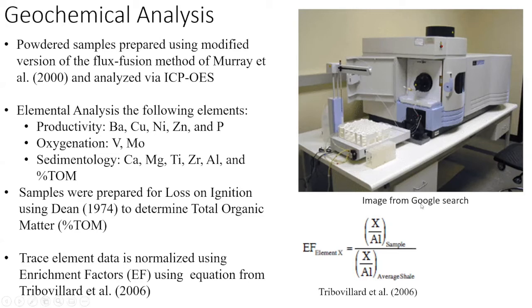Finally, trace element data is normalized using enrichment factors using the equation from Tribovillard et al. 2006. And we normalize trace elements to essentially make it a little bit easier for us to determine whether or not our study section or portions of our study section is either enriched or depleted in a specific element. And for enrichment factors, we specifically looked at barium, copper, nickel, zinc, vanadium, and molybdenum.